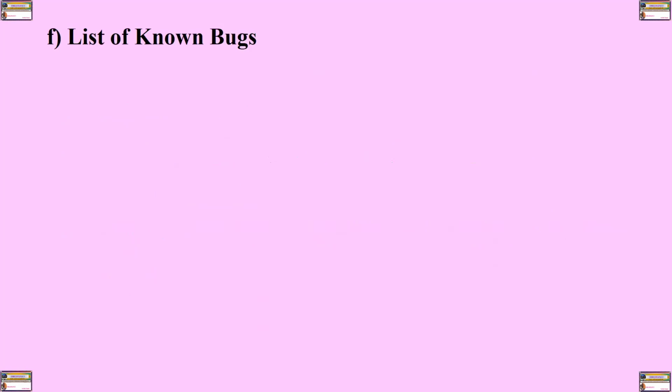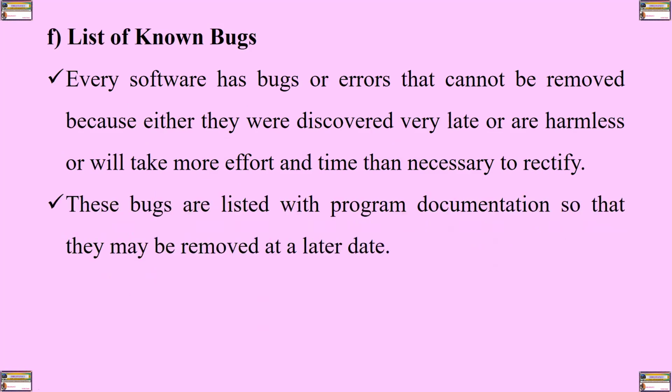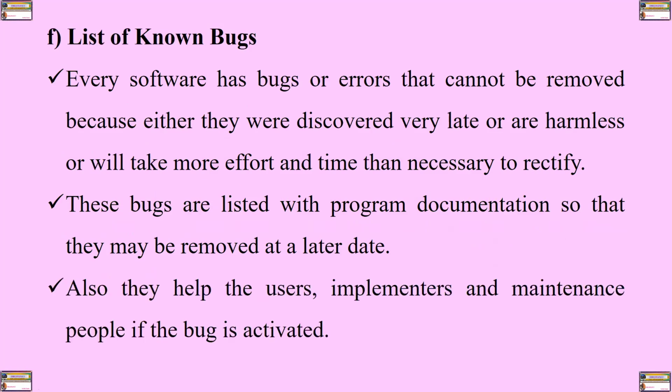Number 5 is list of known bugs. Every software has bugs or errors that cannot be removed because either they were discovered very late or are harmless or will take more effort and time than necessary to rectify. These bugs are listed with the program documentation so that they may be removed later. Also, they help users, implementers, and maintenance people if the bug is activated.